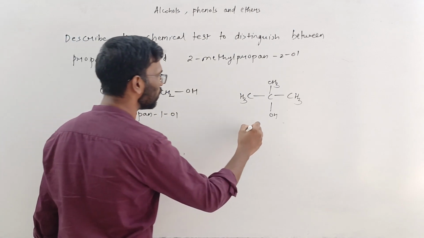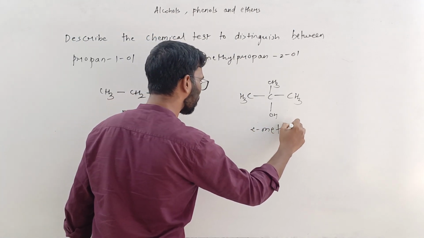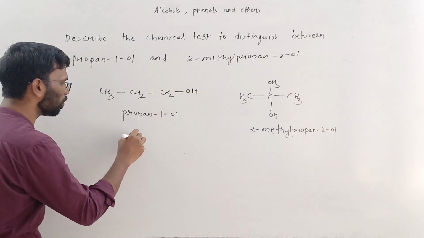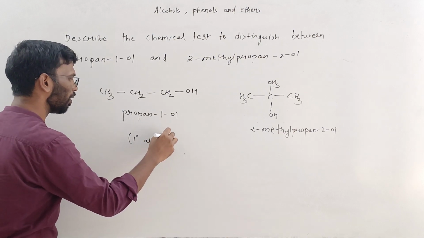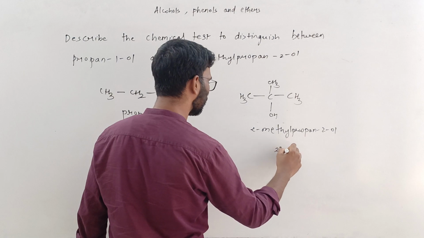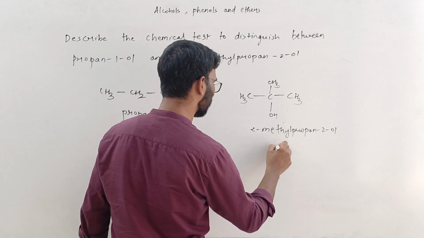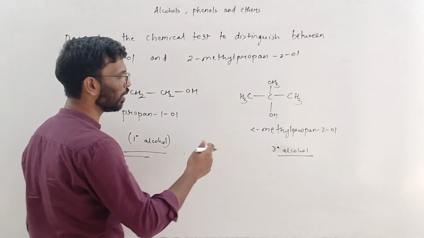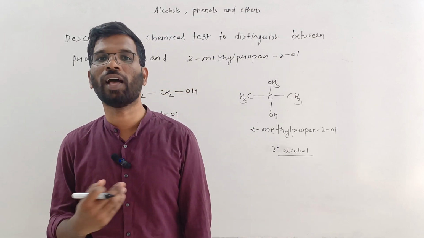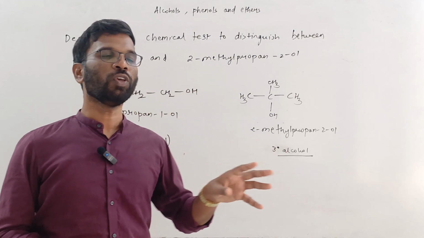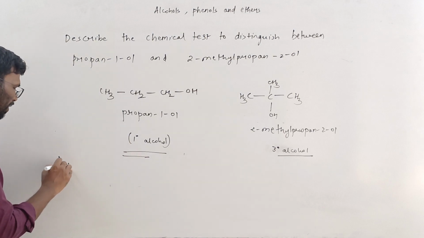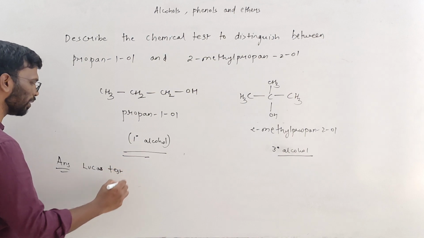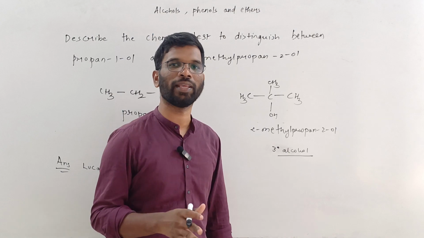So if you see, this is 2-methylpropan-2-ol. What degree alcohol? This is a primary alcohol, right? And this is a tertiary alcohol. So when you have to decide between the alcohols whether it is primary, secondary or tertiary, we use a Lucas test. The answer for this is the Lucas test. This test is for the detection of primary, secondary and tertiary alcohols.